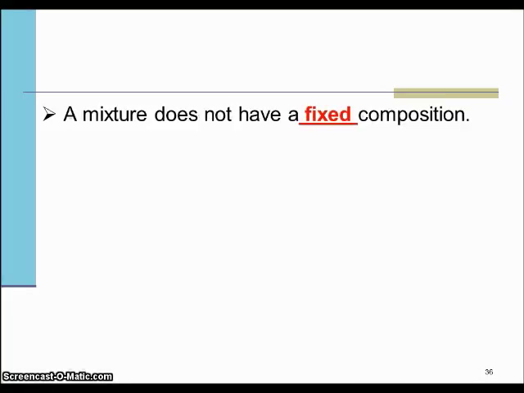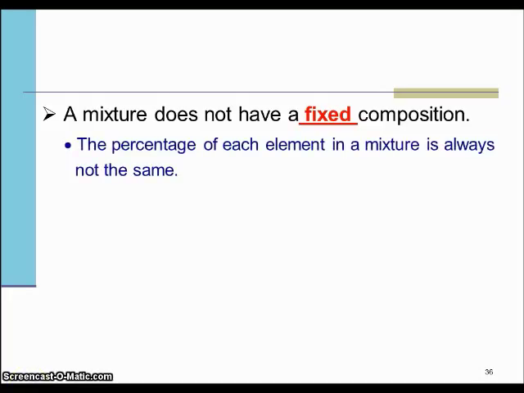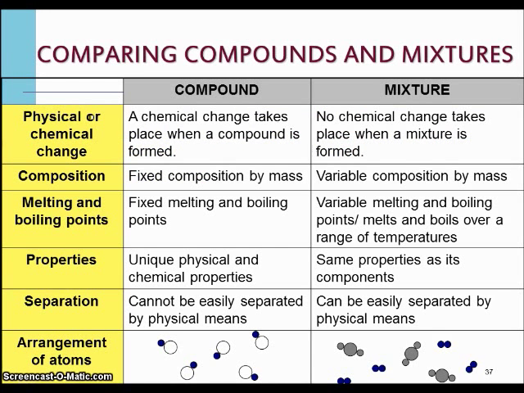A mixture does not have a fixed composition. This is unlike a compound. The percentage of each element in a mixture is not always the same. Now, let's look at compounds and mixtures and compare some of their properties.